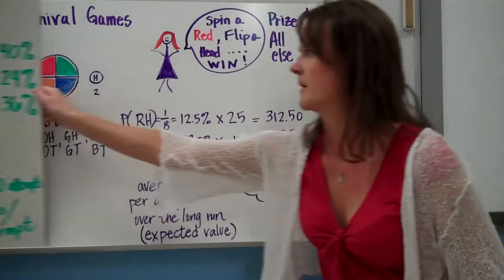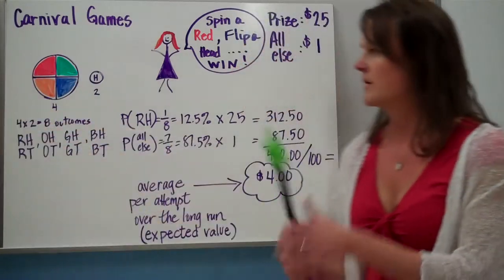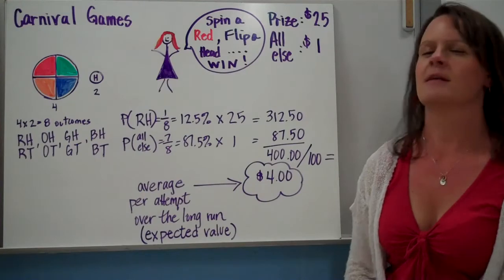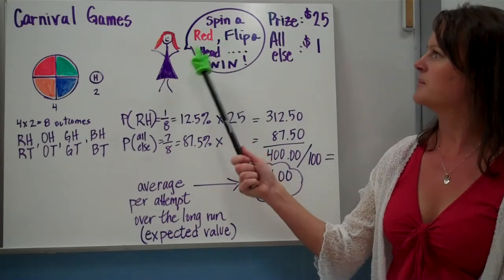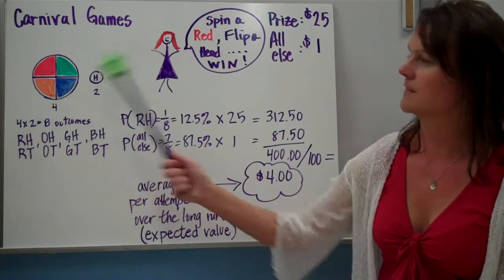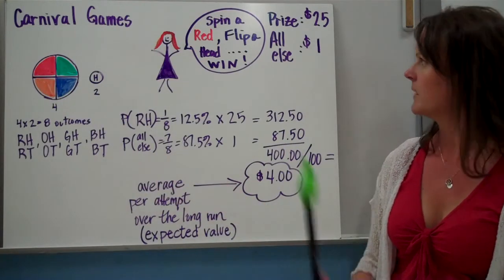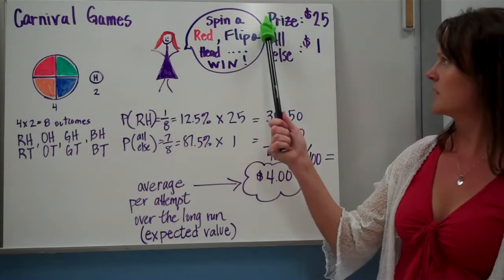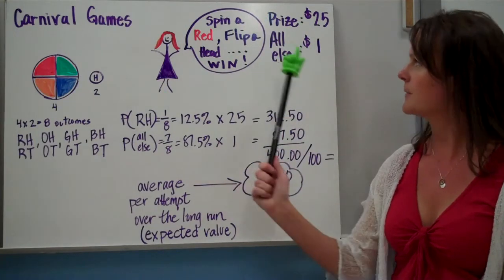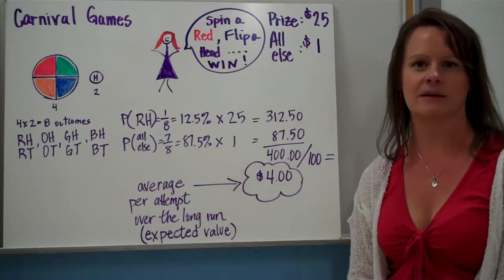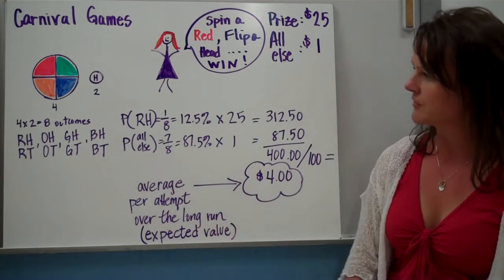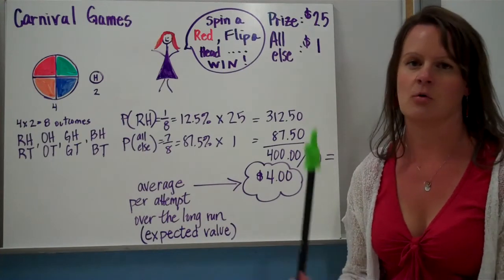Now I want to talk about a carnival game example. In this carnival game example, we have this red-headed girl, and she designs this carnival game that is spin a red, flip a head, for her red head. So we're going to spin a red on the spinner and flip a head on the coin. And if you do that, you get a prize of $25. But anything else that comes up, you get a prize of $1. So that's kind of a great game. No losers, I guess.